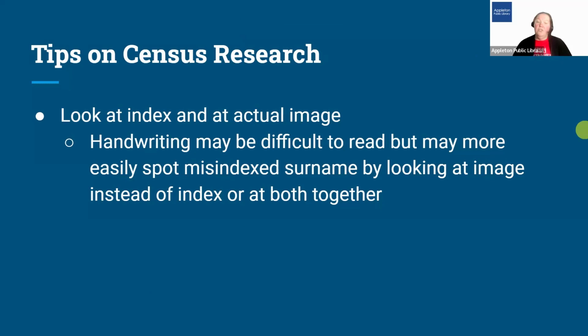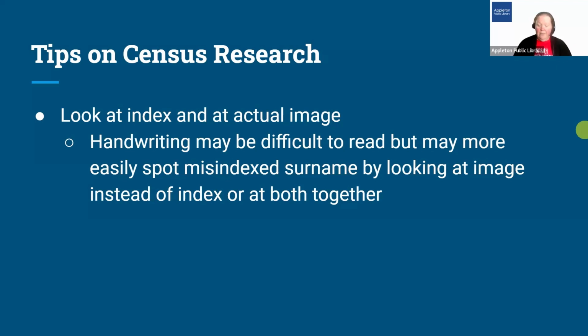All right. I also want to encourage you to look at the index and look at the actual image at the same time. When we're looking at census records, some of the handwriting might be a little bit difficult to read. Maybe if you're looking at the index, you can easily spot a misindexed surname. Or maybe looking at the image is a little bit easier for you to spot that misindexed surname. So that's why I always try to look at both of them together.